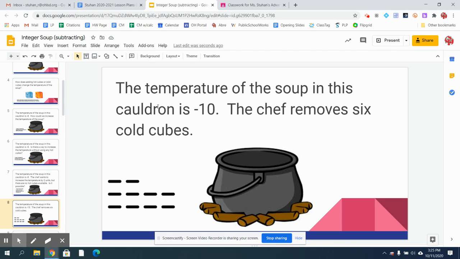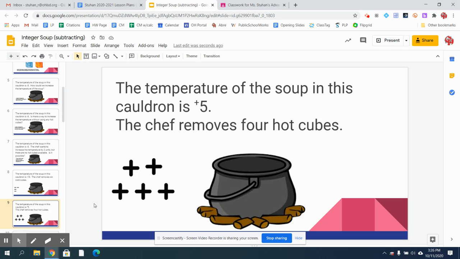Temperature of this soup is -10. The chef removes 6 cold cubes. So I've used our counters like we did when we were adding integers. I put 10 negative signs here, and if we remove 6 of them, 1, 2, 3, 4, 5, 6, what is going to be the temperature of our soup? Well, of course, it's going to be -4 because we took out 6 of the cold cubes.